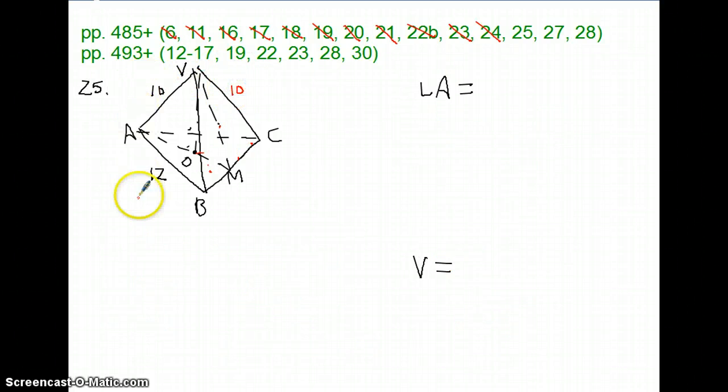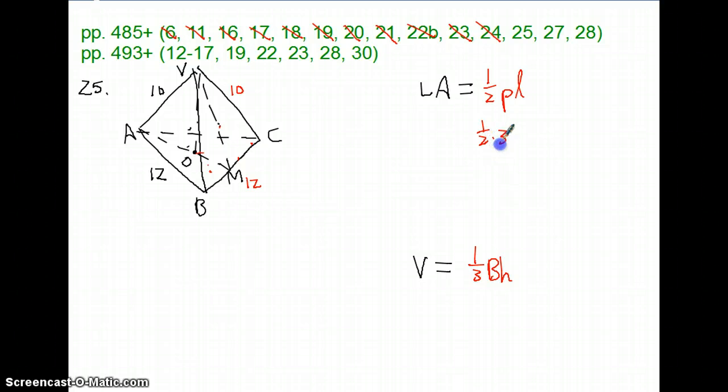Okay, so new problem 25. The lateral edges are 10. The base edges are 12. I think it's going to be easy to find slant height. I'm supposed to find lateral area and volume. For this, I need slant height. For this, I need area of the base and height. So I kind of need everything I've always needed.